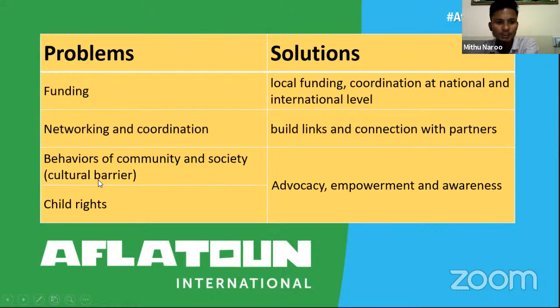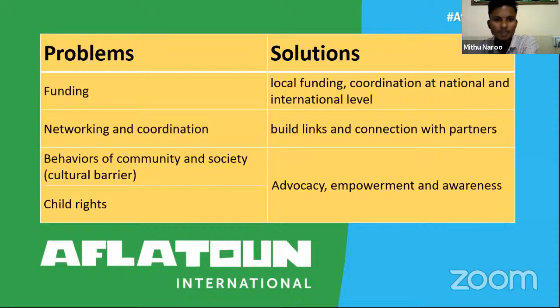Behaviors of community and society, and the cultural barriers we counter, are also a challenge for us when we work in remote or rural areas, where many people don't allow their children to go to school, and they send them to the fields to help with the harvest or crops, and to work for them on daily wages. Also child rights is a very big problem in Pakistan, especially in remote areas. Children know about their child rights, but their parents and communities still need more advocacy, empowerment and awareness.